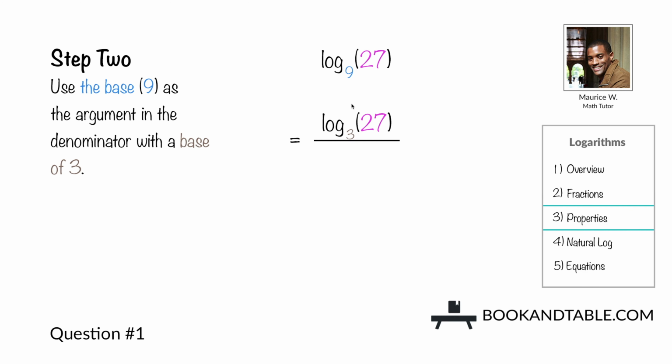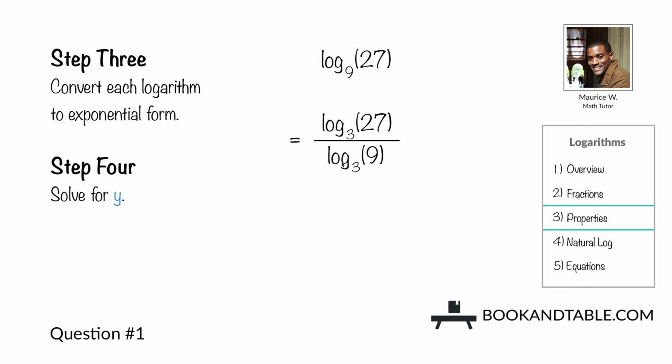And now step 2, we want to use the base 9 as the argument in the denominator, as we see here, with a base of 3. And now we went from a logarithmic term that could not be simplified easily here to a quotient of logarithms that can be simplified here. So now step 3, convert each logarithm to exponential form and then solve for y.